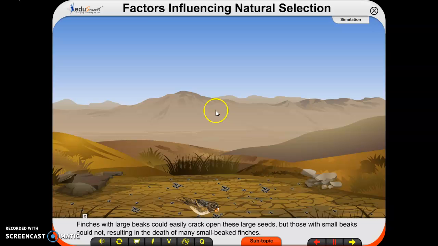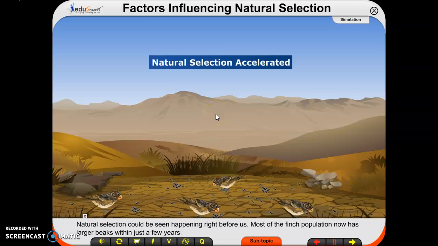reproduce, and pass on the genetic trait of having the large beak to their offspring. And so now most of the finch population that lives on that island has large beaks. And so there we saw an example of natural selection happening, survival of the fittest, who was best able to adapt to the changing environment. And that was the finch with the tough, large beaks, because they were able to crack open those seeds to keep alive. So this is natural selection.